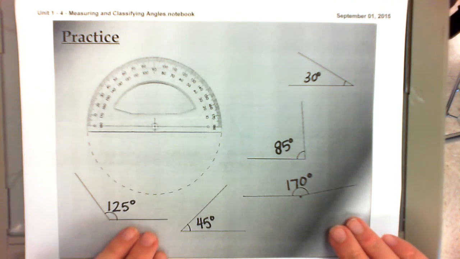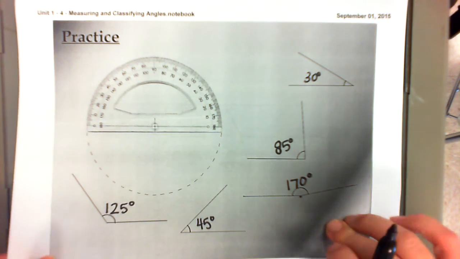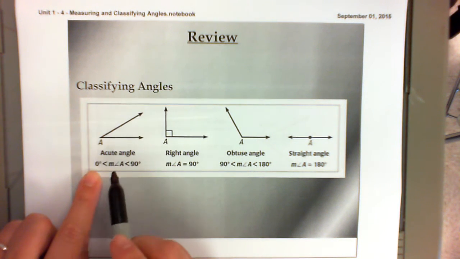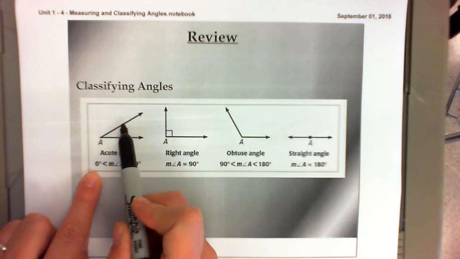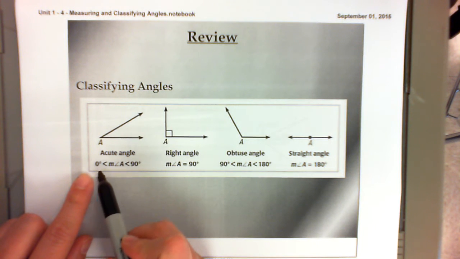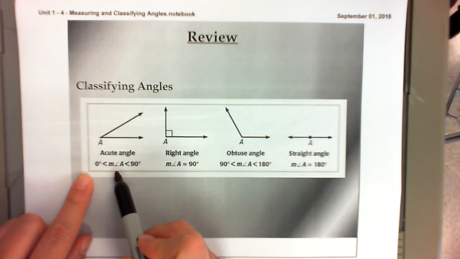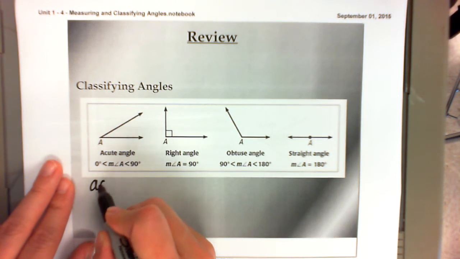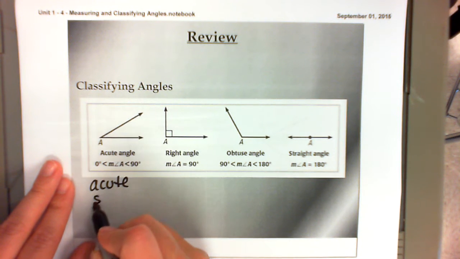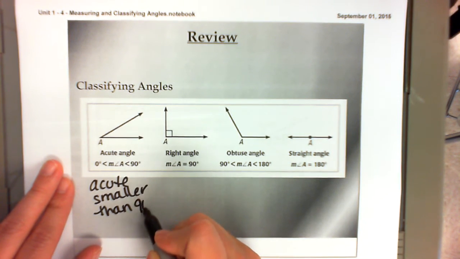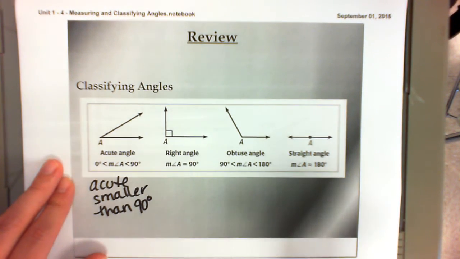So you should have a worksheet where you can try measuring your angles with a protractor as well for practice. Quick review. Acute angles are the smaller ones. So A is the point at the vertex. These two rays share point A. It says 0 degrees is less than the measure of angle A, which is less than 90 degrees. So an acute angle is smaller than 90 degrees, but it is bigger than 0 degrees.